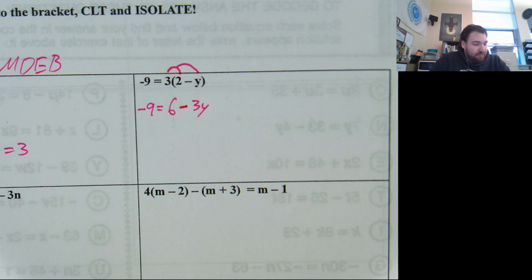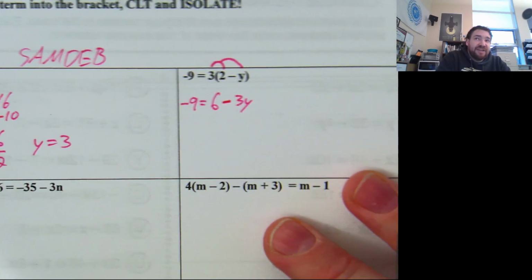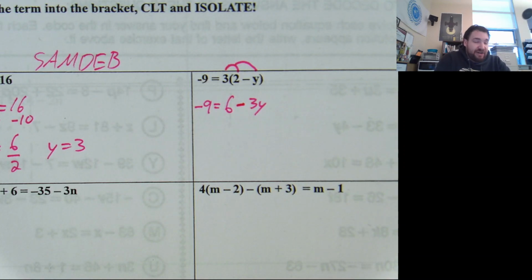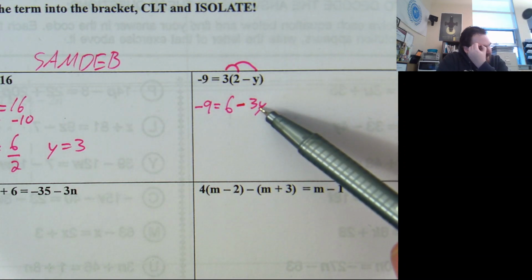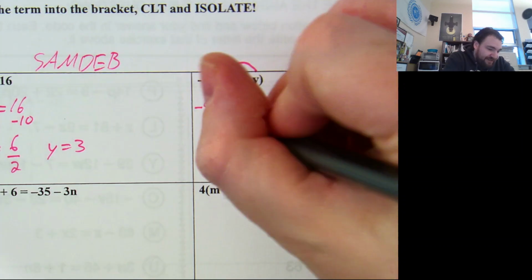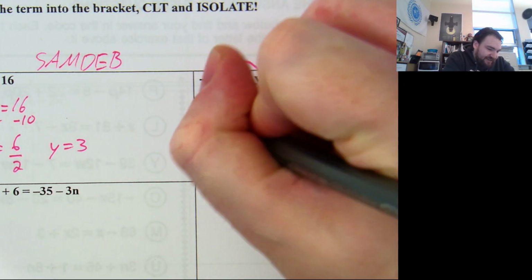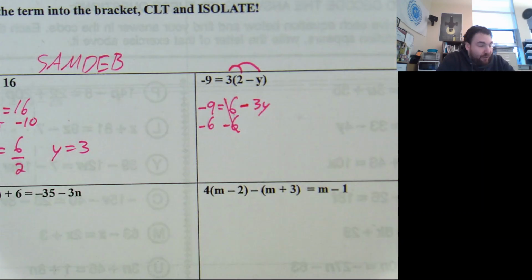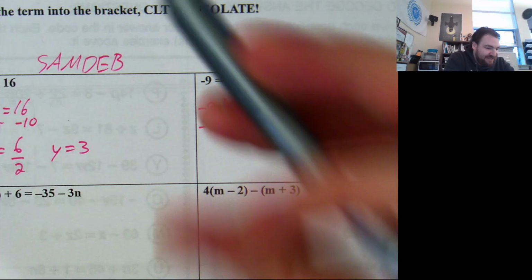So, I want to get y by itself. And according to Sam Deb, I need to deal with any addition and subtraction now at this stage. So I want to get rid of that 6. The 6 is positive, so we're going to take away 6. And we're going to take away 6. 6 minus 6 is 0. What is now the tricky one? Negative 9 minus 6. Negative 15? Yes, it is negative 15.